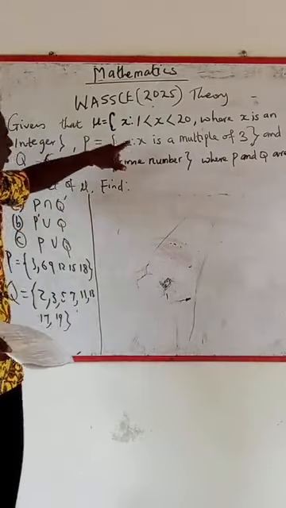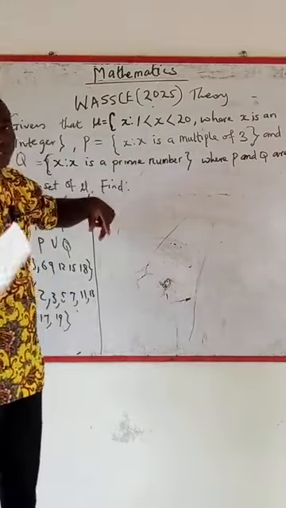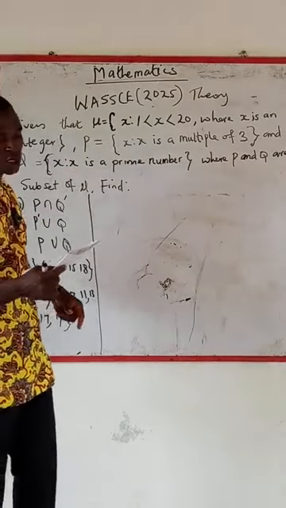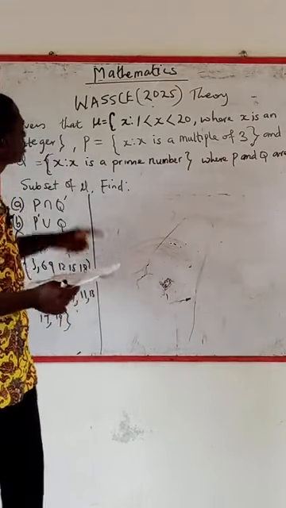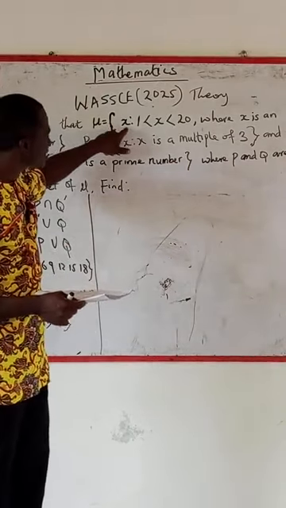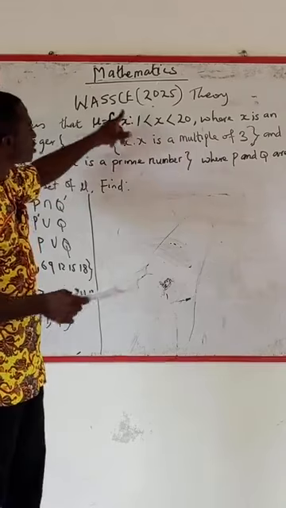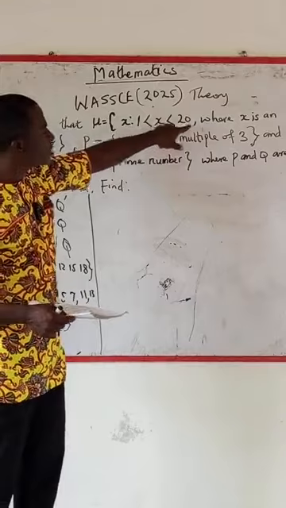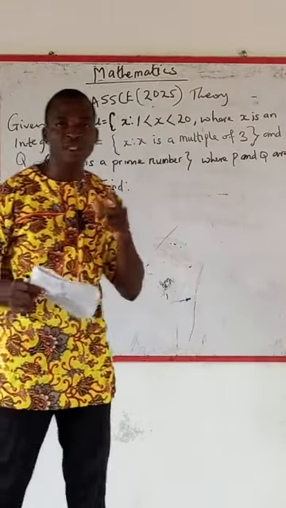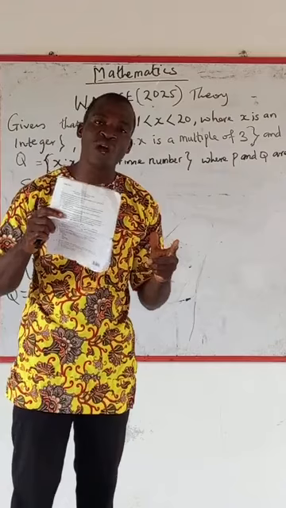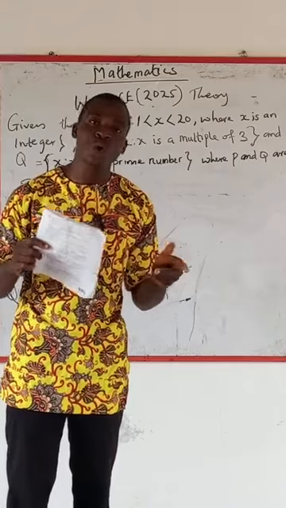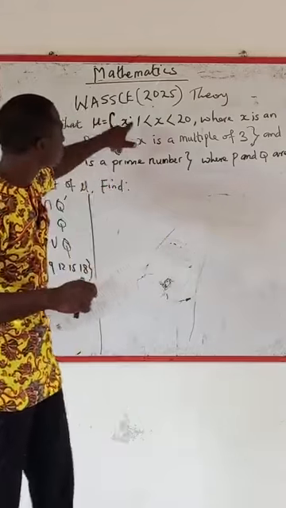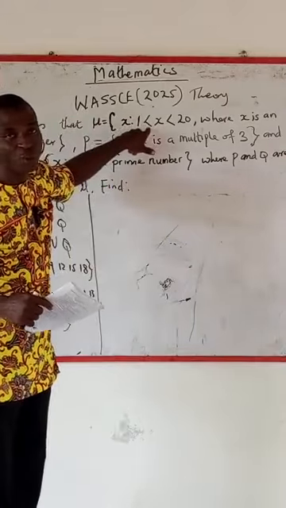Let me now interpret what you are seeing right here on the board as the first question. Given that the universal set S is such that, that's the meaning of this, such that 1 is less than X is less than 20. So the range of values in that universal set is between 1 and 20, in between, because it is less than, not less than or equal to.